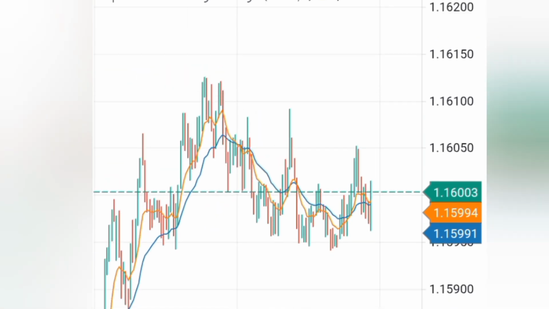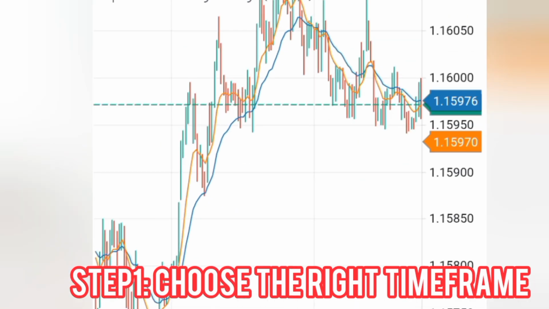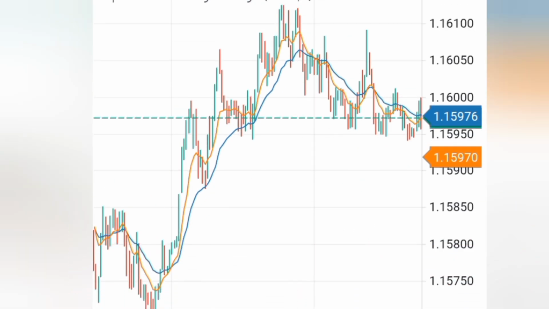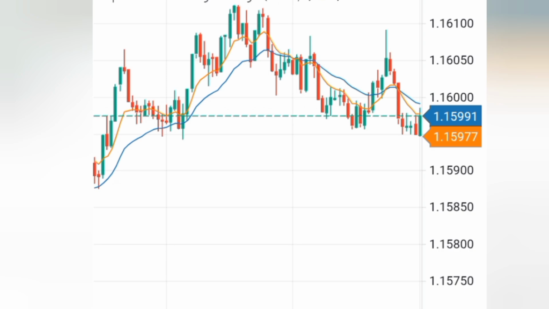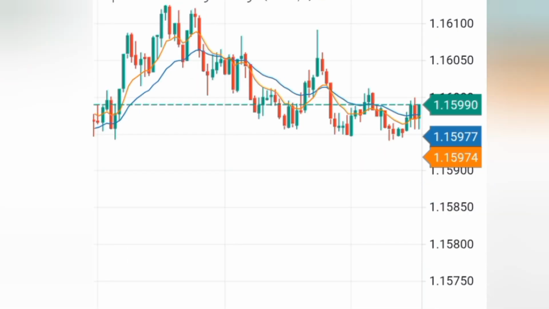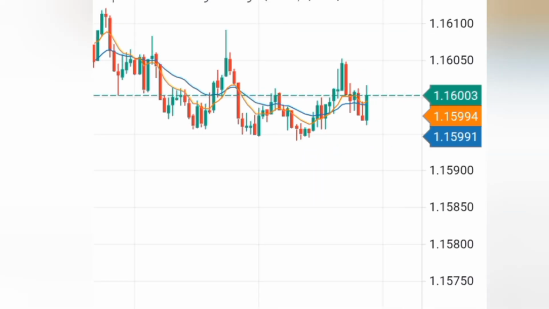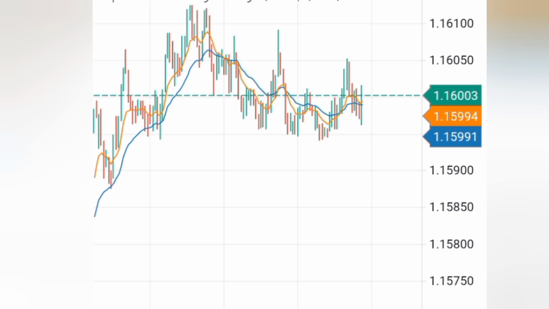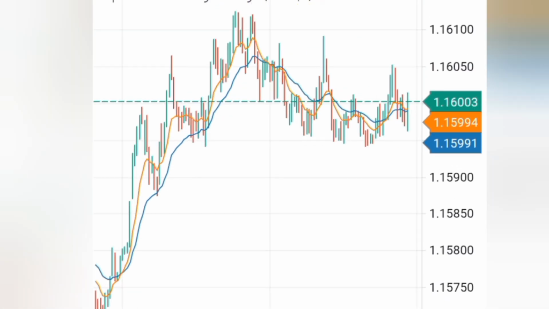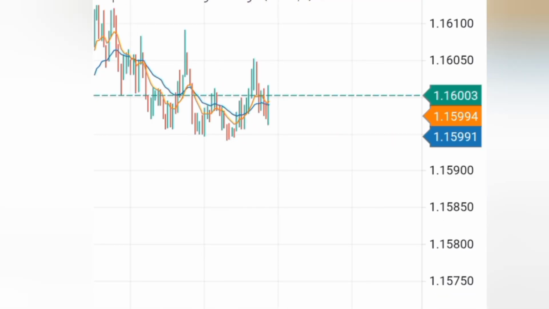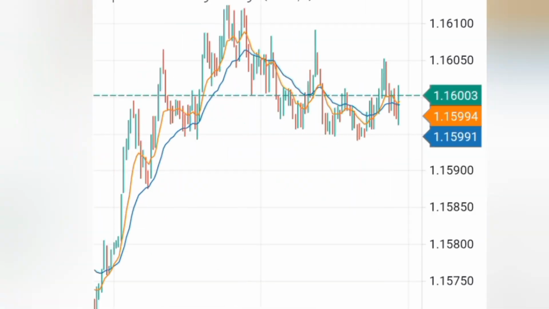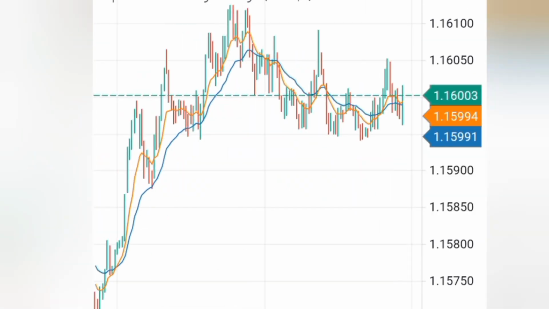Now step one is to choose the right time frame. The right time frame for scalping is either a 1 minute time frame or a 5 minute time frame. You can even use a time frame below 1 minute. So choose the right time frame. Now for this case, I'm on a 1 minute time frame. Okay, that's the first step when you are scalping. You can choose it on any broker that you are using.